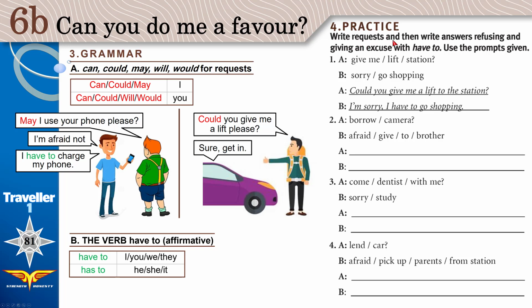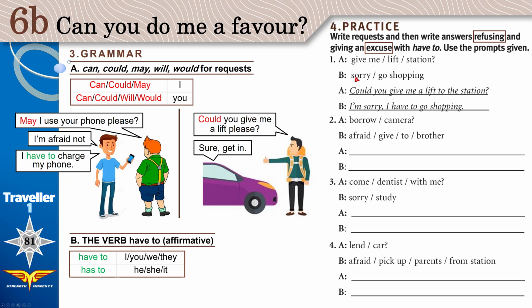Write requests and then write answers refusing. Refusing means you say no. And giving an excuse, give a reason why you're saying no with have to. Make the excuse using have to. Use the prompts given. These are the prompts.